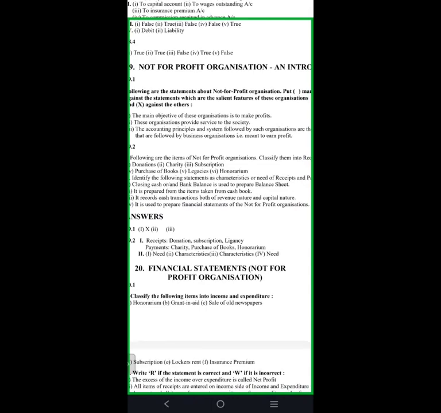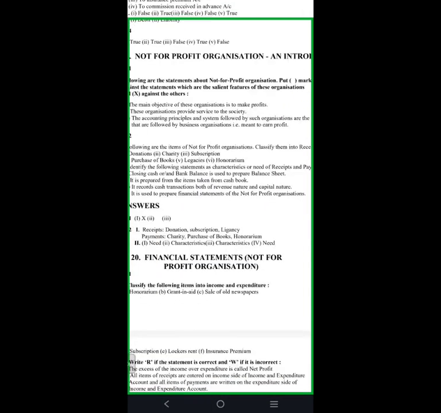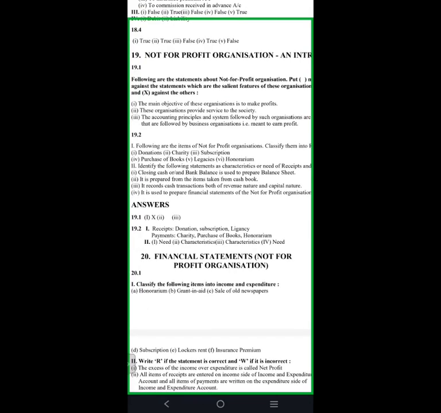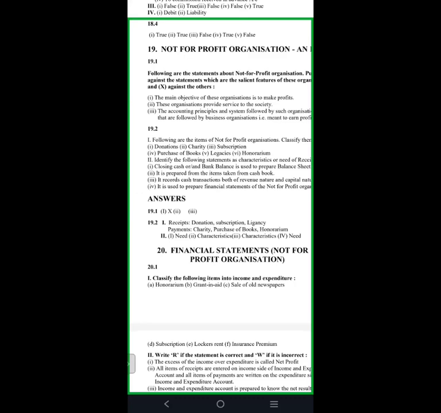Following are the items of not-for-profit organizations. Classify them into receipts and payments. Receipts: donation, then subscription, legacies.